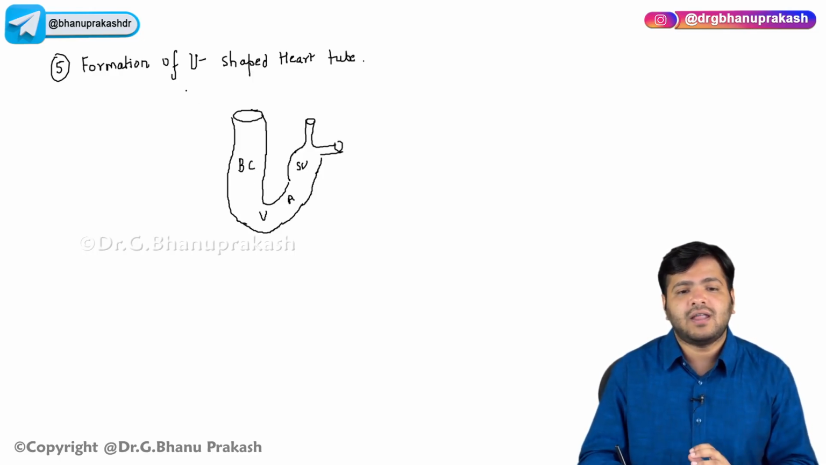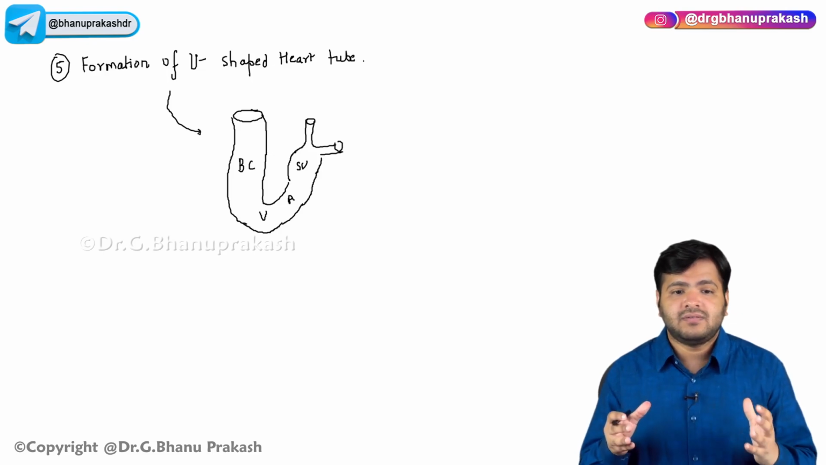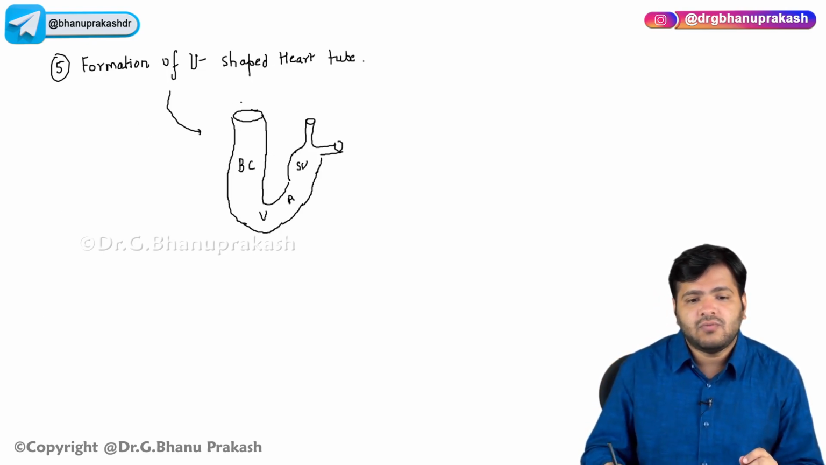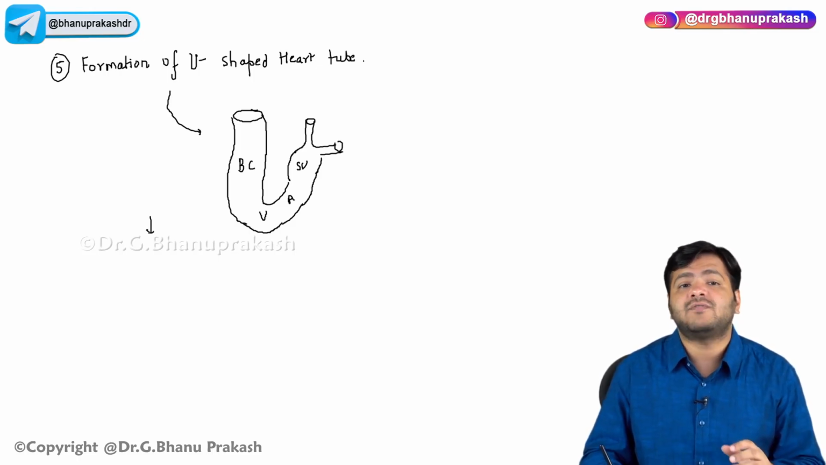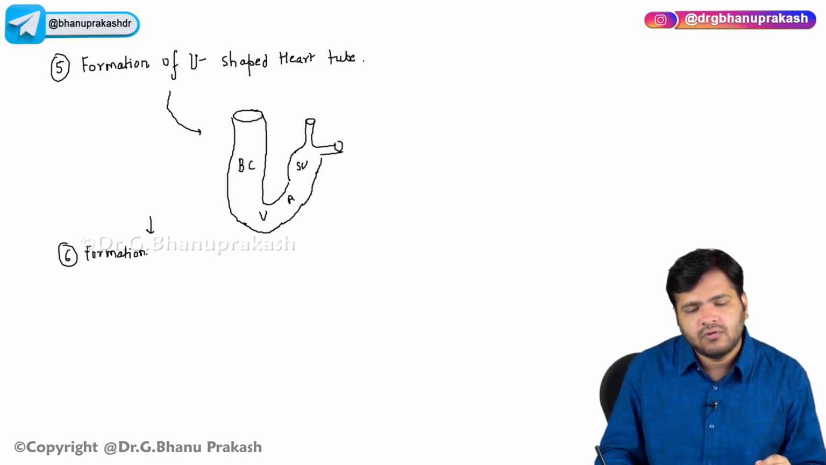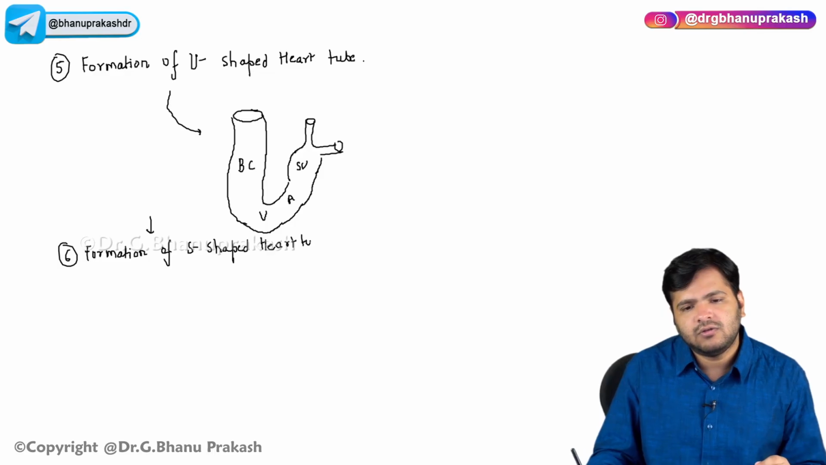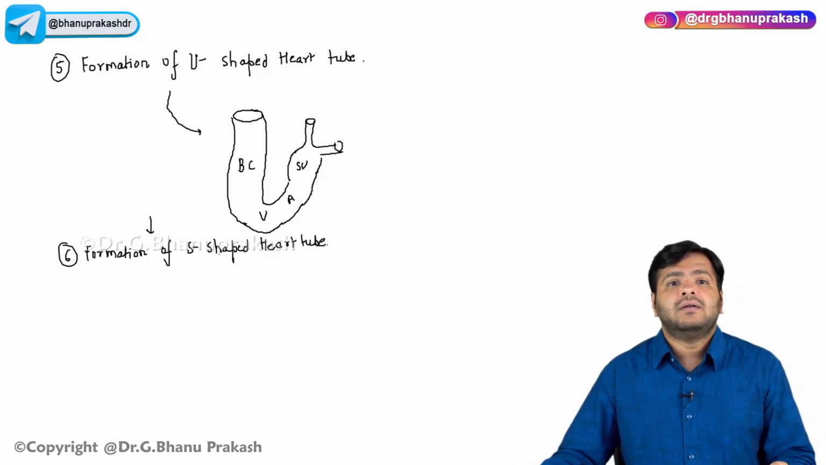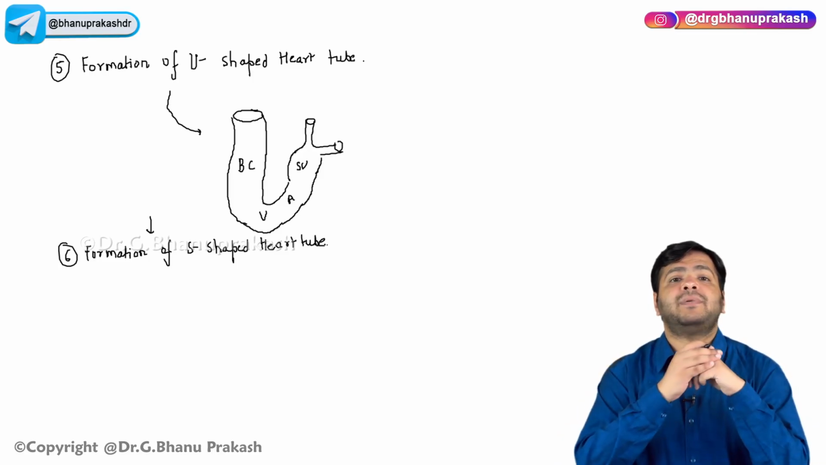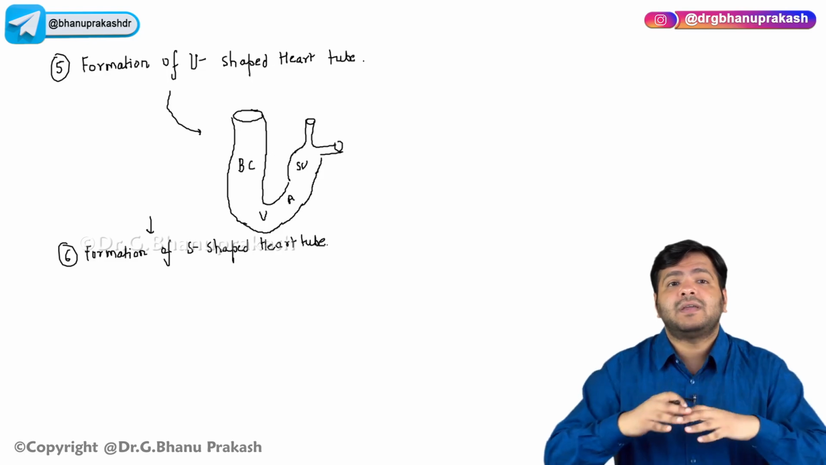So it is called the U-shaped heart tube. Later on, what will happen to this U-shaped heart tube? It will convert into the S-shaped heart tube. So there will be formation of the S-shaped heart tube. Now, what will happen as a result of the rapid growth of this cardiac loop? It becomes S-shaped.